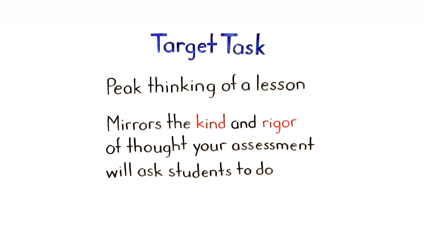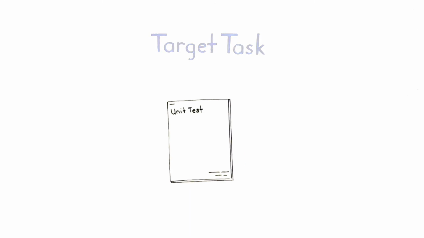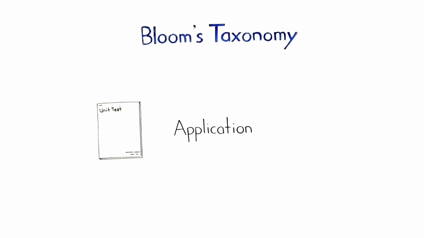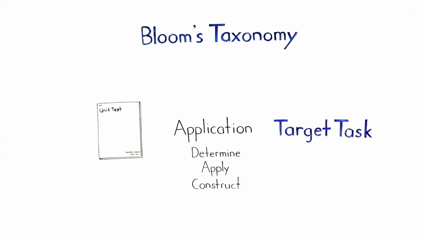A good tool for judging whether there's a straight line between a target task and the assessment you're preparing kids for is Bloom's taxonomy. It will help you identify key verbs and question structures to ensure that you're replicating the rigor of your assessment.